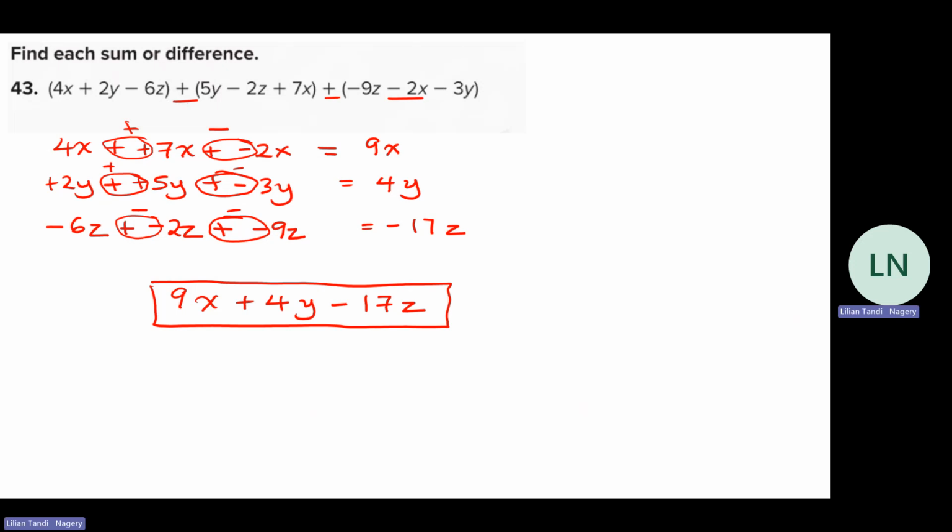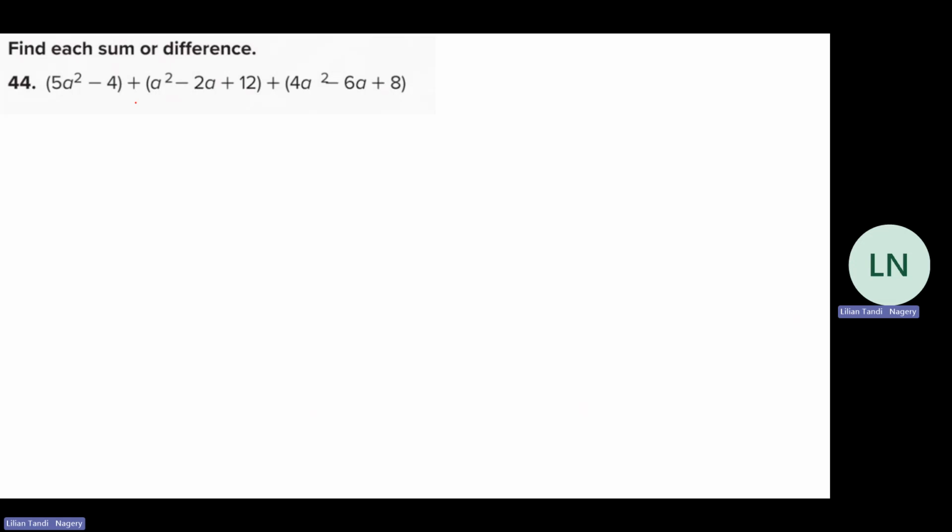You can decide to solve vertically. You can decide to solve horizontally. It is up to you. What matters is, are you reading your terms correctly? Are you doing the addition or subtraction correctly? So we are adding.